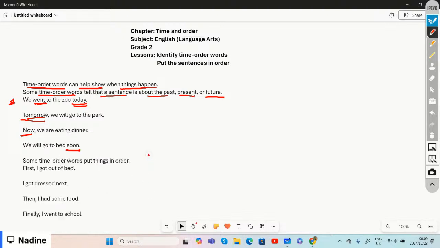All right. And if we look at the words that are underlined, like today and tomorrow and now and soon, those are time order words. It tells us when things happen. It's either today or it's tomorrow or it is now or it is soon. But sometimes your words can also be put in order, especially if you're writing sentences or writing a story.